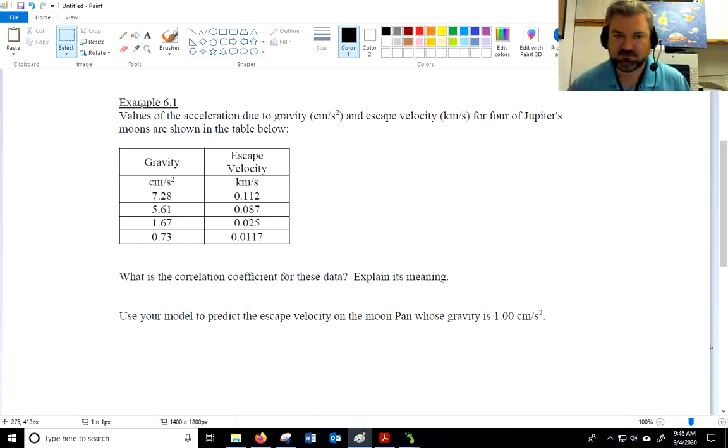So our R, let me just help you fill in these notes right quick in case you missed that, was 0.999. What does that mean? This is an almost perfect positive correlation.